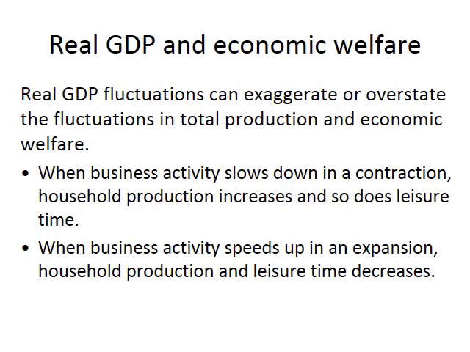Real GDP and economic welfare. Real GDP fluctuations can exaggerate or overstate the fluctuations in total production and economic welfare. So let's look at two scenarios. Let's say you're having in the business cycle a contraction and business activity is slowing down. What tends to happen is household production increases, you cook more meals at home, you perhaps do your own landscaping, cutting the lawns, shoveling the snow, and so on, and you tend to have more leisure time. When business activity speeds up in an expansion, the opposite tends to happen. Household production and leisure time decrease.